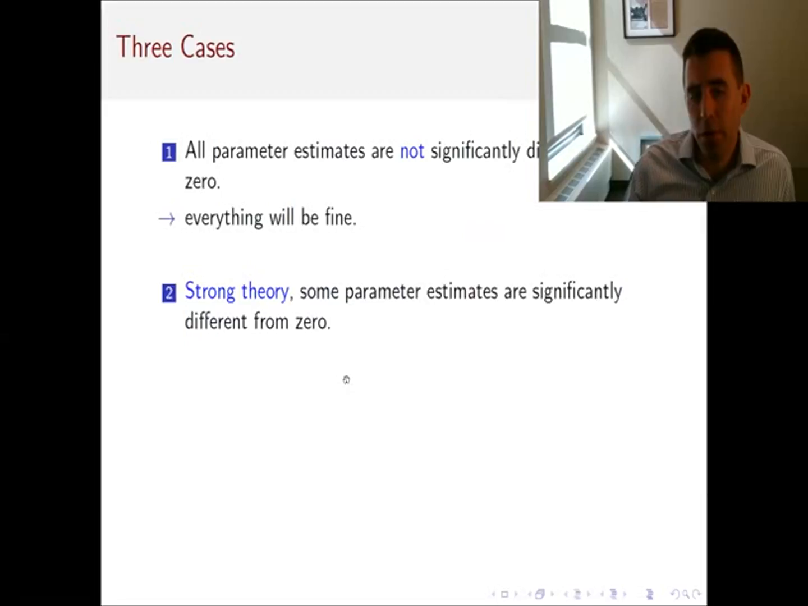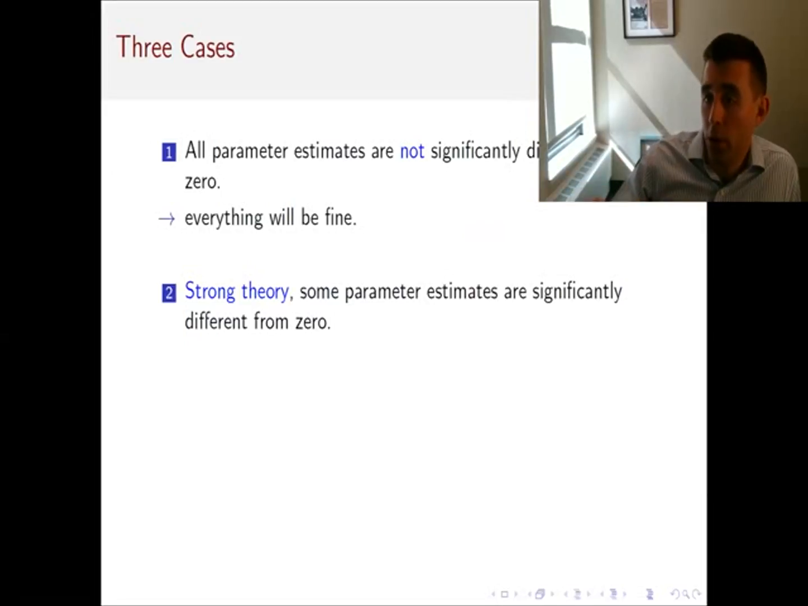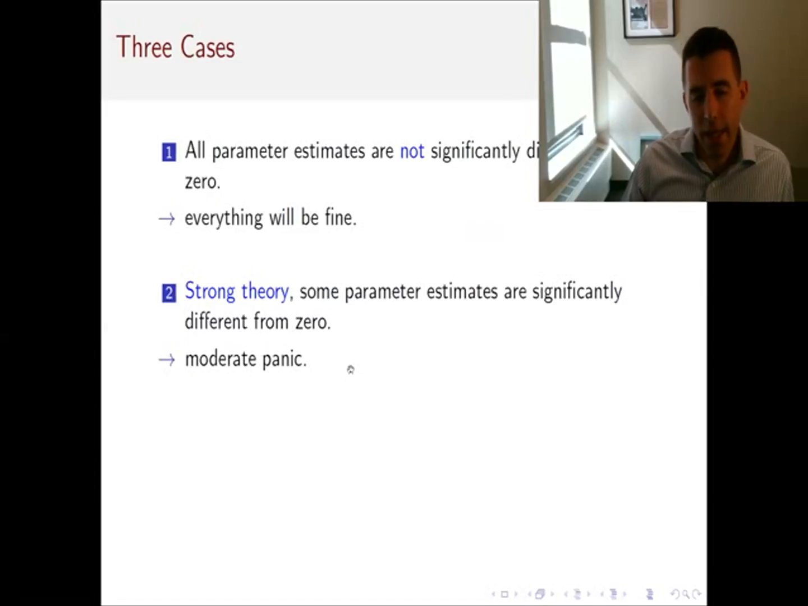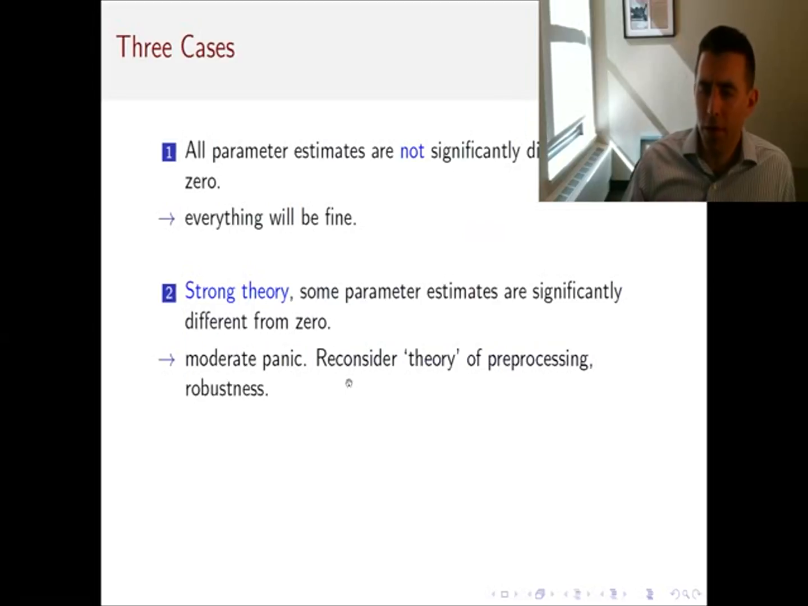You might have a strong theory, right, that you should be including or not including certain things, maybe based on previous work that you've done. And here, when you get parameter estimates that are different from 0, you might want to think carefully about robustness, right? So you might want to theorize about why you're doing this preprocessing or not. Is this case that you're referring to really like your case or not?